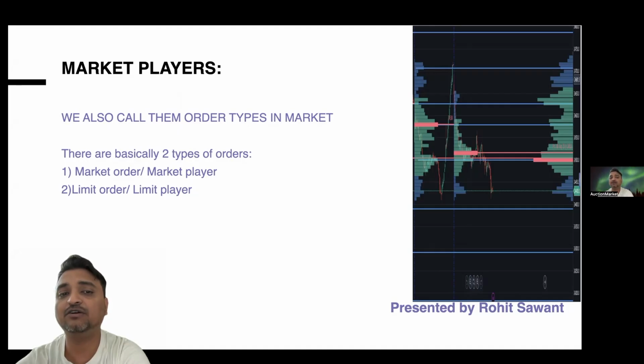How about a limit order? If the market price is going on at 100 rupees, I place an order at 105, or I place an order at 95 rupees. Whenever the market comes to that particular level, my order gets executed. So this is the basic difference between market orders and limit orders. These two players play a very crucial role, but more than market orders, limit orders play a very important role in the absorption and exhaustion concept. I will explain that in the further part.